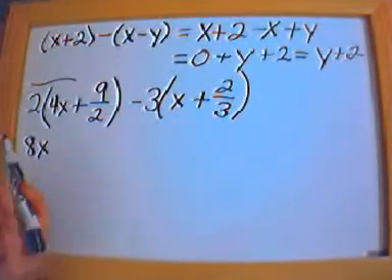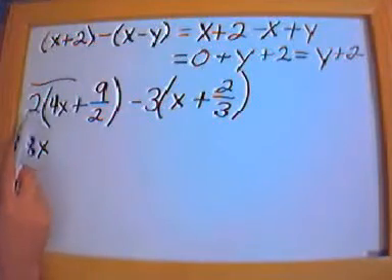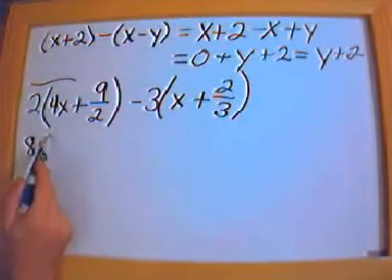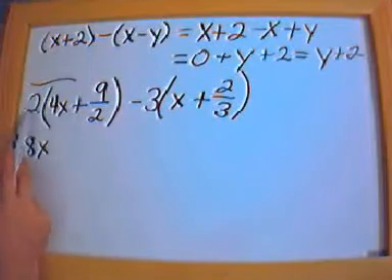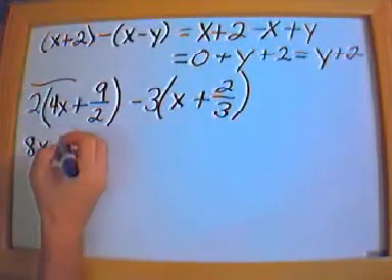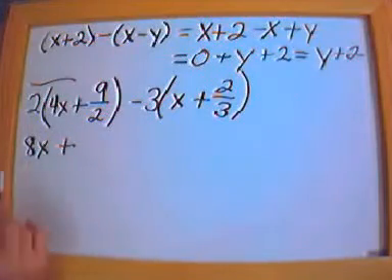2 times 4 pencils is 8 pencils, so I'm going to write 8. You don't really do much to the x. You certainly don't put anything up in the exponent here. You're just multiplying the coefficients here. You get 8x plus 2 times 9 over 2.